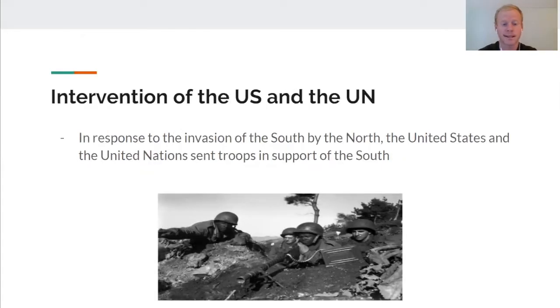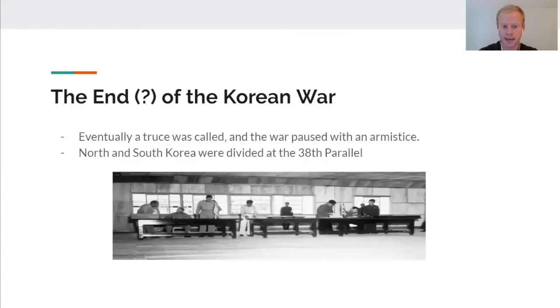Broadly, though, in response to the invasion of the South by the North, the United States and the UN sent troops in support of the South. There was a lot of stuff that happened that you're going to figure out with those maps, and then eventually a truce was called, and the war paused with an armistice. This is a picture of them, the North and the South, signing that armistice.